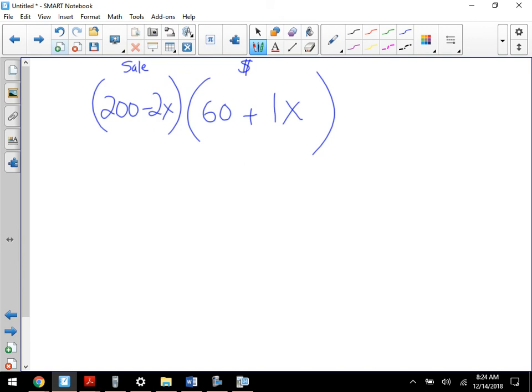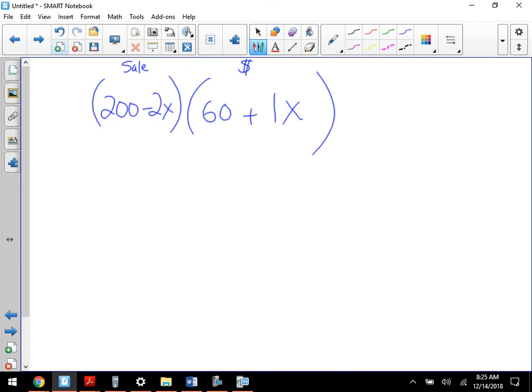Now, if it asks you to find your maximum profit, that means you figure out the biggest y value you can get. If it asks you for the sales price, you figure out what the greatest price would be, and you substitute that x value in here. If it asks how many sales you would have, you put the x value in here. So let's go through the easy way of doing this. One way is to throw it into the calculator and search for it via the window.